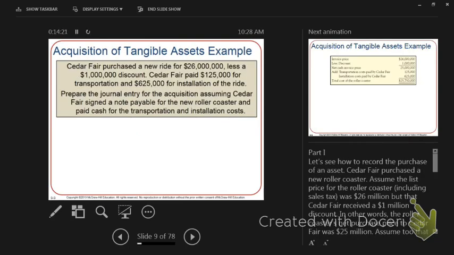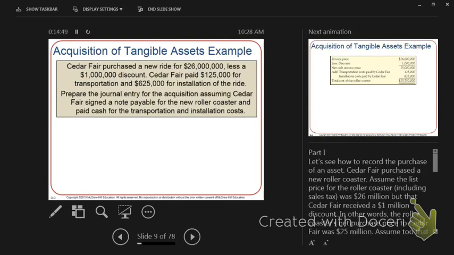All right, so let's look at an example. So we got Cedar Fair, which is an amusement park. They got a new ride that they purchased for $26 million, and they got a discount of $1 million when they purchased it. They paid $125,000 in transportation, $625 in installation. What would the journal entry look like, assuming that they did a notes payable for the roller coaster and paid cash for the transportation and the installation?